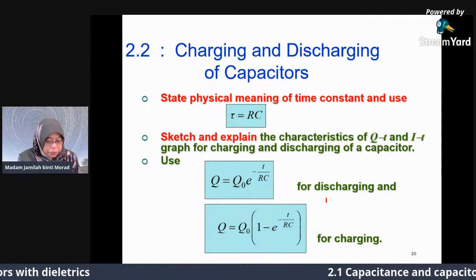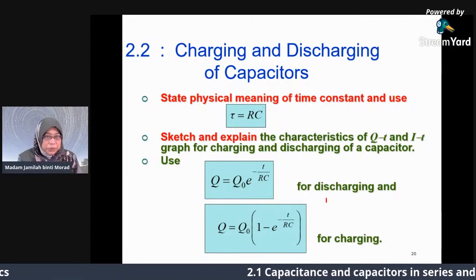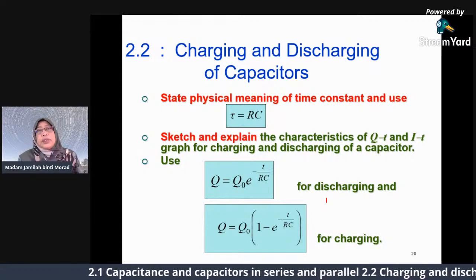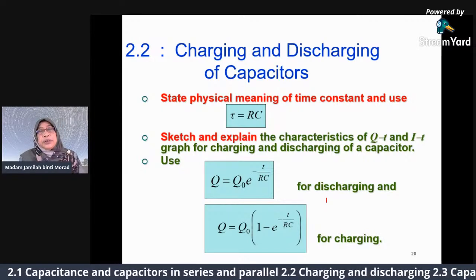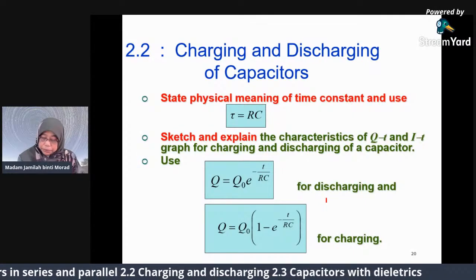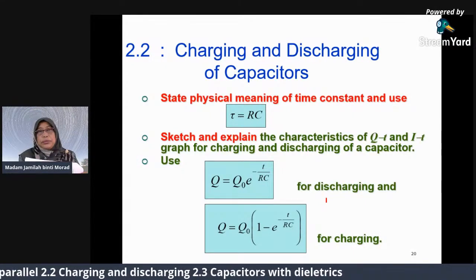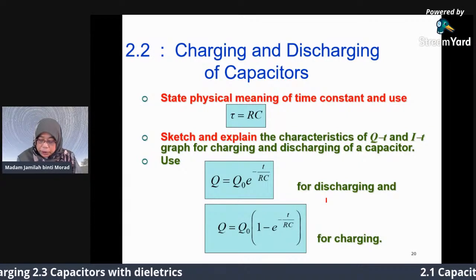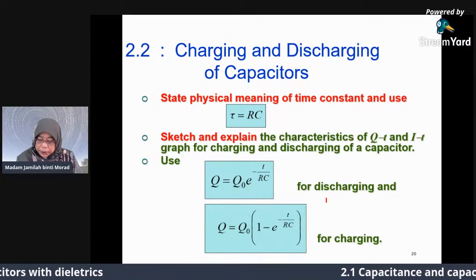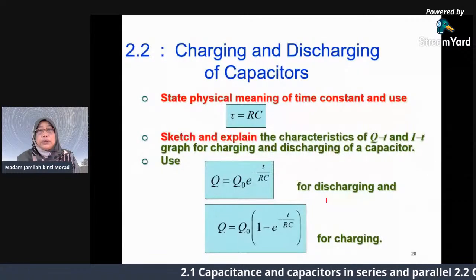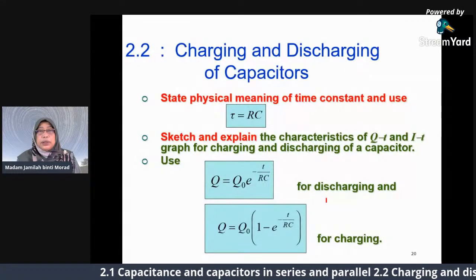That's it for subtopic 2.1. We have two more subtopics to go. The second subtopic is 2.2, charging and discharging of a capacitor. Here we have three objectives. The first one is to state the physical meaning of the time constant and use tau equal to R times C.